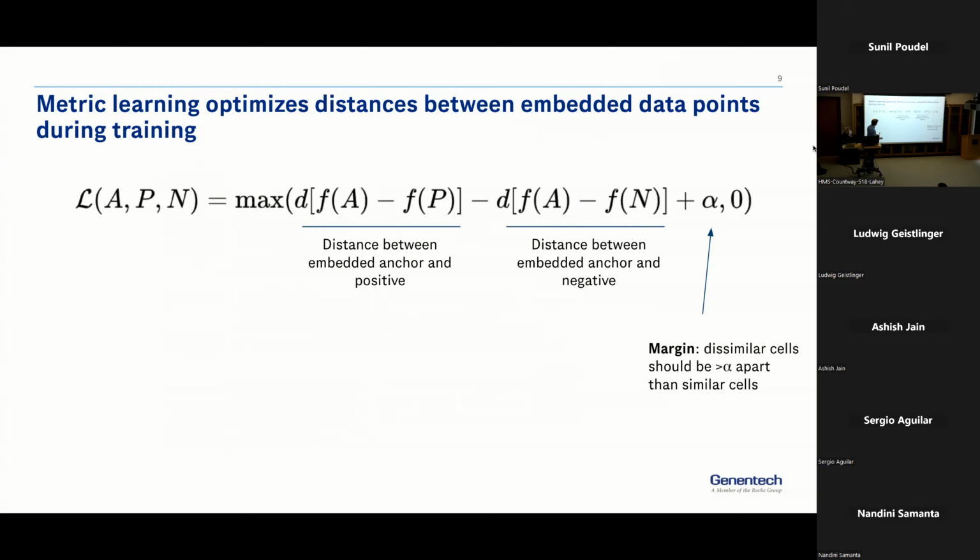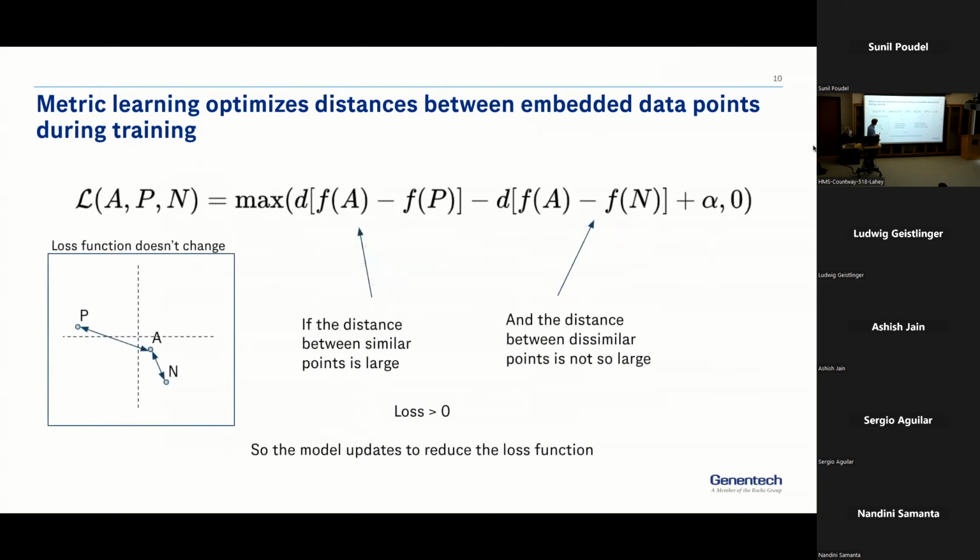Just really simply here, we have the loss function about the anchor, positive and negative cell. And so we have the embedding of the anchor and the positive, and we have the distance between that, and we have the distance between the anchor and the negative. And basically we're wanting to relate them in a specific way. So for example, if the positive and the anchor are far apart, this quantity is very large, and the anchor and the negative are far apart, this quantity is small. So this is saying the similar images are far apart and the dissimilar images are close together.